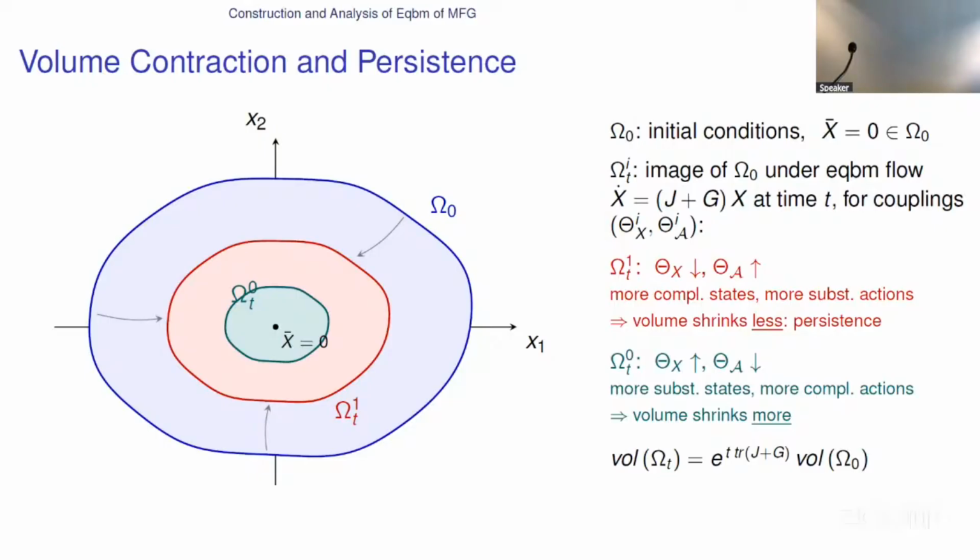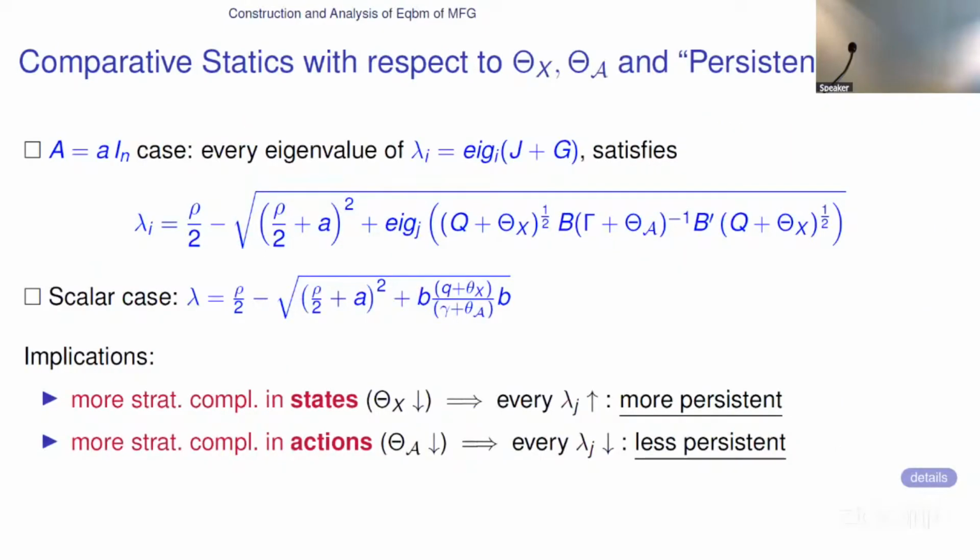And for those of you that have a physics background, you will know this because it's a combination of what we have done before on the comparative statics and the Liouville theorem. But anyway, okay, so that's a notion of shrinking. You know how close things get with time depends on strategic complementarity in states and in actions. There's a case in which you could almost solve it by hand.